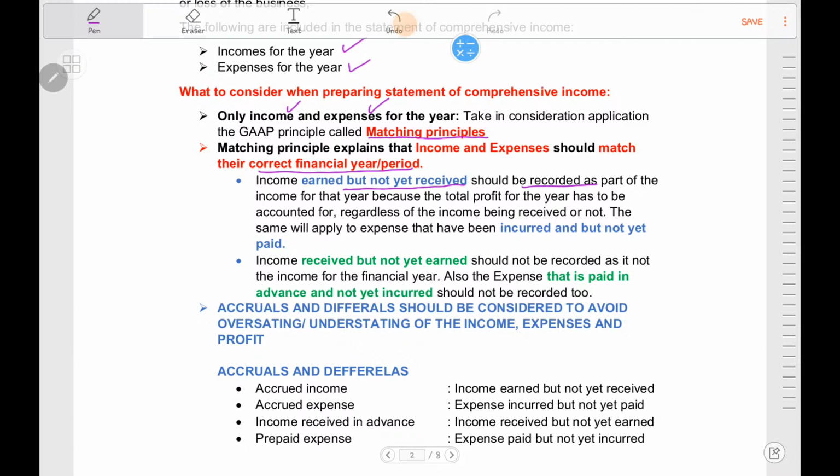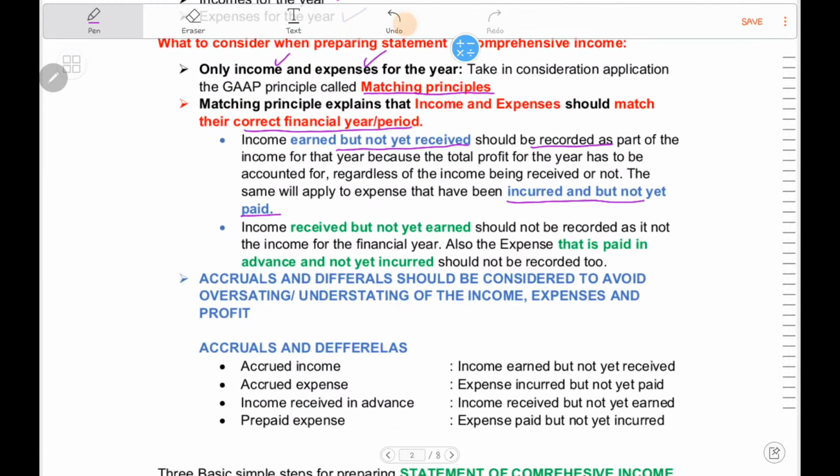Then again, there are going to be certain expenses that are incurred but not yet paid. Even these ones, we have to add them because they form part of the expense of that particular year. It doesn't matter even though it was never paid, as long as that particular expense has been incurred in that particular year. So it forms part of the operating expense for that particular year.